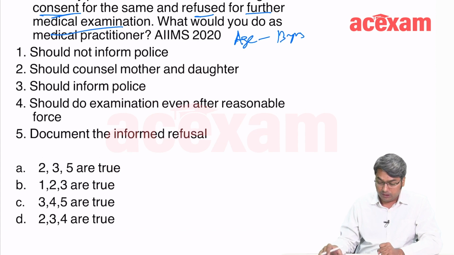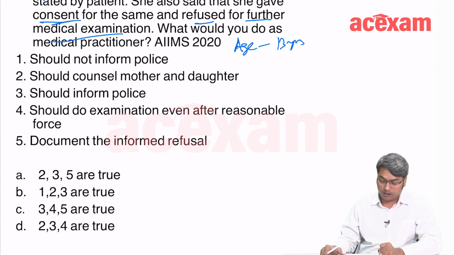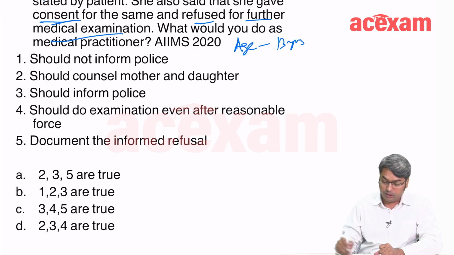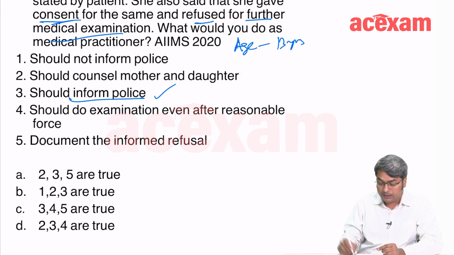Should not inform police, should counsel mother and daughter, should inform police, should do examination even after reasonable force, and document the informed refusal. Here, what can the police do? The police, what can the doctor do? The doctor has to inform police as it is a crime. This has to be done.